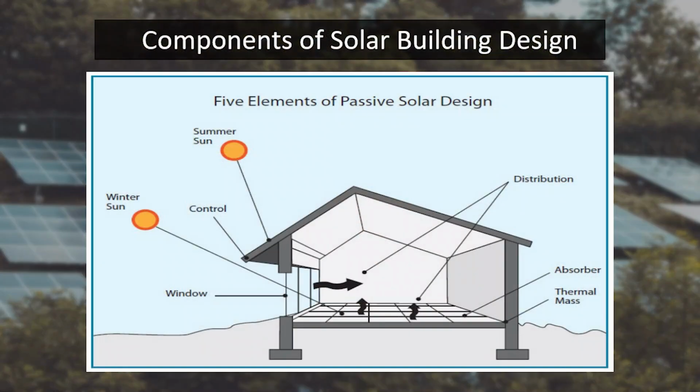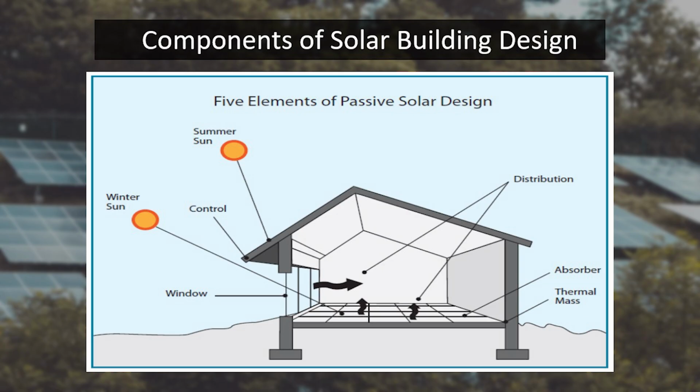If we talk about solar building design in passive mode, there are 5 different components of passive building design. I have shown one figure where we can see the summer sun and winter sun. Here we can see the angle between these two seasons, and the position of the sun is different for both seasons.